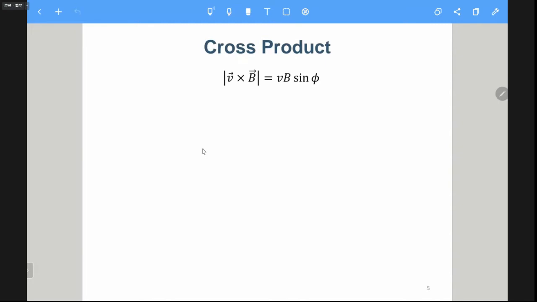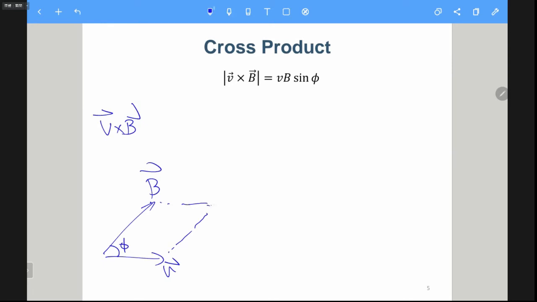The cross product is like here. If we have V cross B, this is V, this is B, this is the angle phi. This angle is between 0 and 180 degrees. So you know V cross B should point in this direction. The direction is fine, and the magnitude will be the area of this parallelogram.